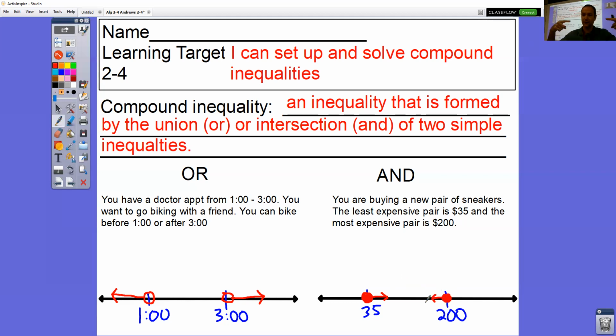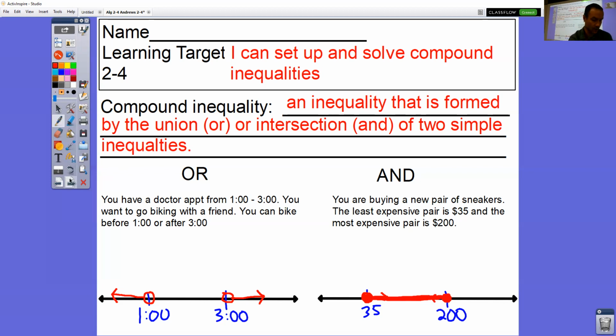Well, these two arrows are going to collide in the middle. Because they collide in the middle, we don't leave our graph like that with two arrows. What we actually do is we connect it using a bar or a line right in the middle. So those pair of sneakers that you're looking to buy are anywhere in between and including $35 to $200. So they could be $75, they could be $130, but anything in between there, right?